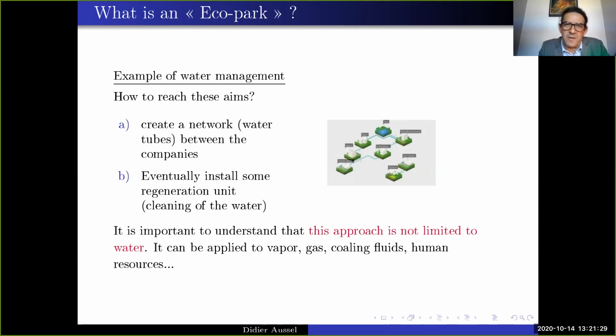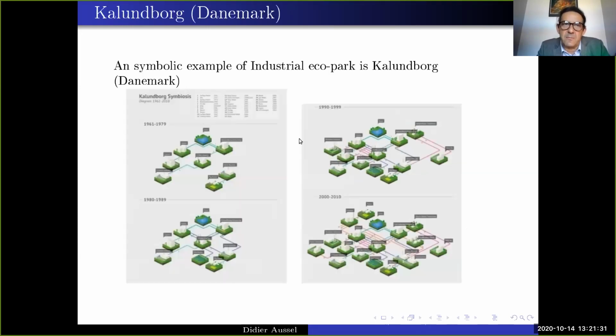Of course, I would like to emphasize that this is not limited to water. One of the symbolic examples of eco parks is Kalundborg in Denmark, where in the 60s it was only water, this kind of system, and now I think that they are sharing today something like 45 different products: gas, ammoniac, vapor, water, many things. So it's not only simply about one product and one pollutant. It can be more complex than that.